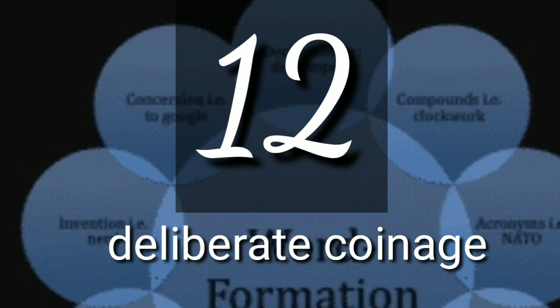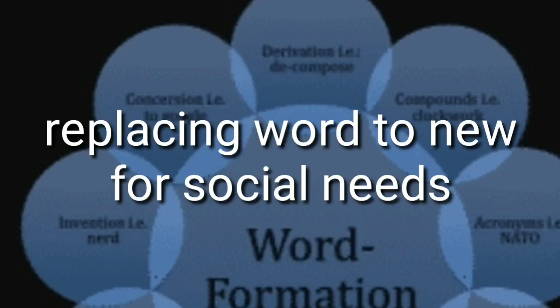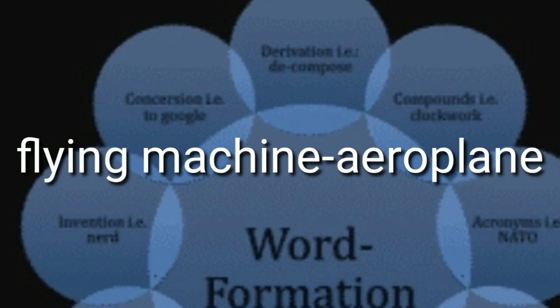Deliberate coinage, which is a replacing of older words with new ones. With the growth of civilization, according to the need of society, they are replacing the older words with new ones. For example, flying machine, now it is aeroplane.